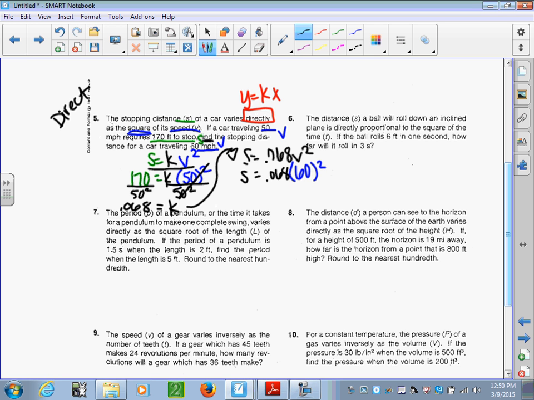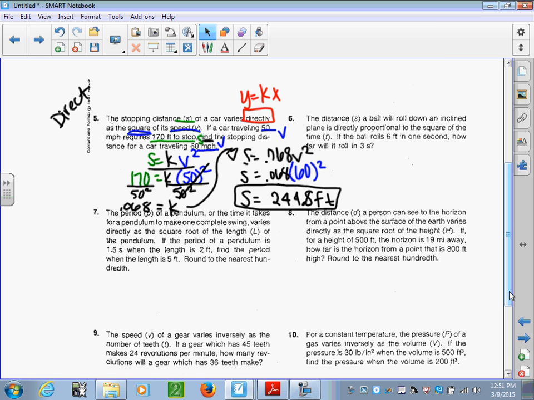Alright, so 60 squared times 0.068, if you type that in your calculator, you'll get that it's a stopping distance of 244.8 feet. Okay, and that's what we're looking for. It told me to find the stopping distance when I'm going 60 miles per hour. Alright, so that's a direct variation problem, so let's go on and do one that's not direct.